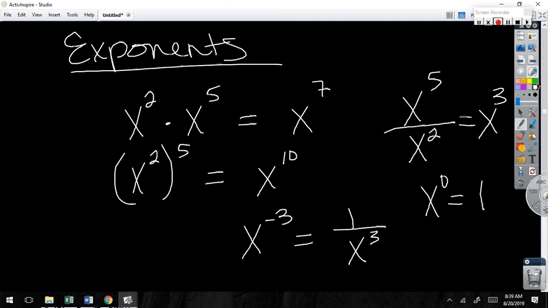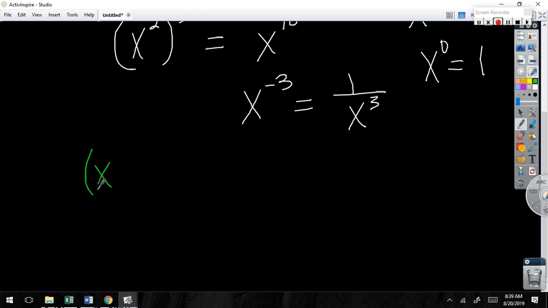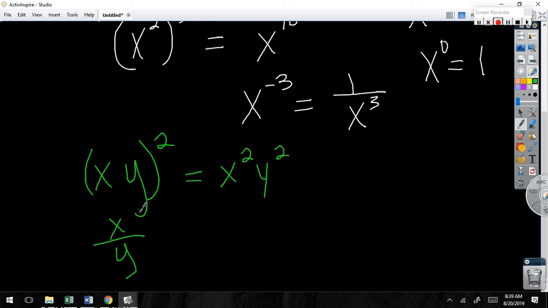Good job, y'all. Excellent job. What if you are multiplying inside parentheses and you got an exponent on the outside? It goes to both of them. What if you're dividing inside parentheses and there's an exponent on the outside? What you gotta do? It goes to both of them. Multiplying or dividing, it distributes.